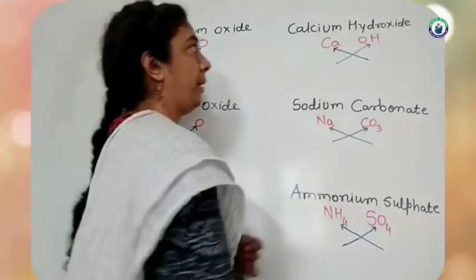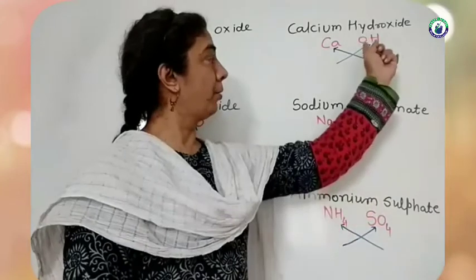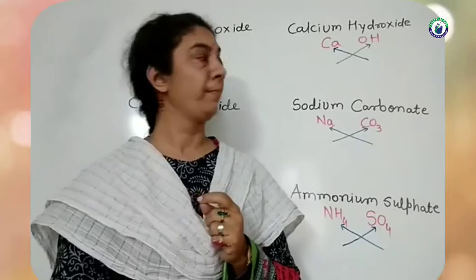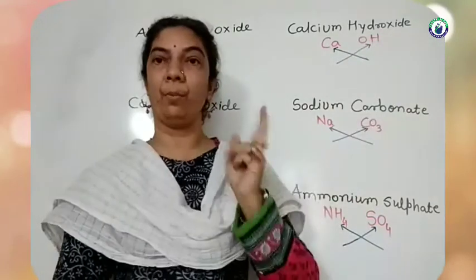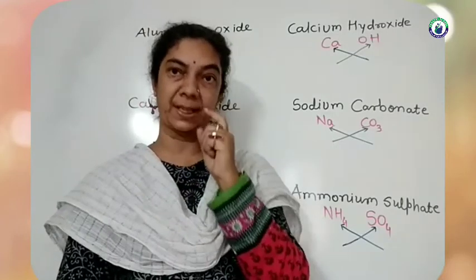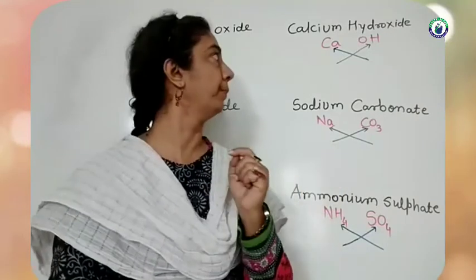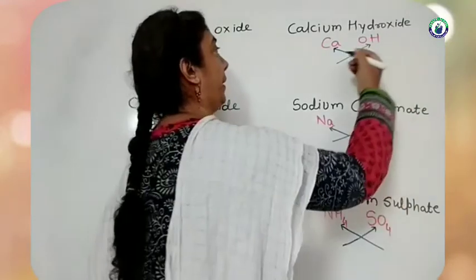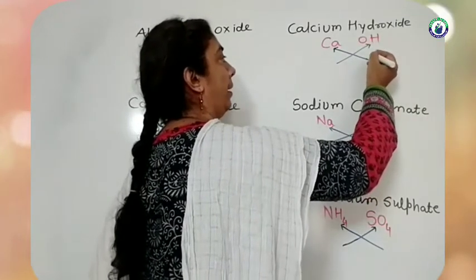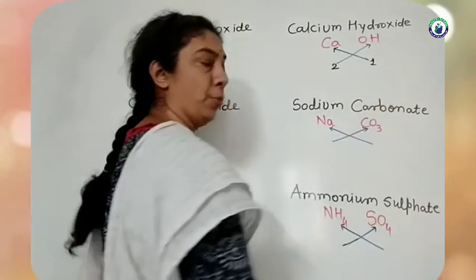Next we have calcium hydroxide. Here hydroxide is also a polyatomic ion. Hydrogen and oxygen both combine, but still they have some charge on them, some valency. So it is known as a polyatomic ion. So we will write that hydroxide OH has valency 1, and Ca has valency 2.